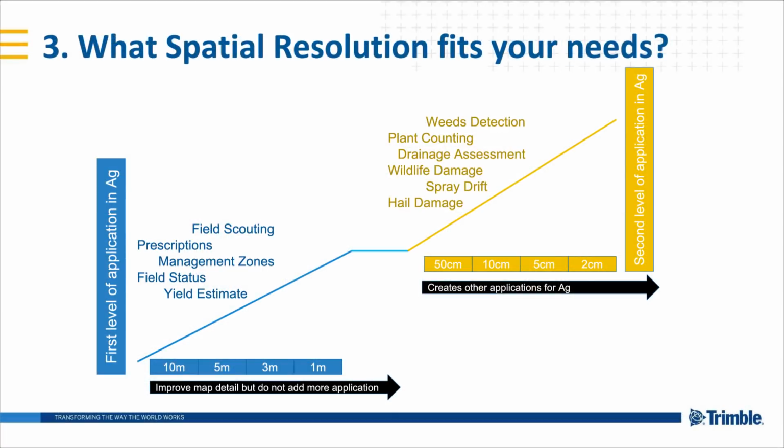This chart shows us why a high resolution is not always worth the cost. Let's look at the blue section first. We can improve the resolution from 10 meters to 1 meter, but we won't create any more applications for ag. Basically, all this blue first level of applications, scouting, prescriptions, management zones, field status, can be done with either 10-meter pixel or 3-meter pixel. The only way to get to the next level of applications in ag is going down to centimeter resolution, which is the yellow section. However, that's not a place where a satellite can help today.